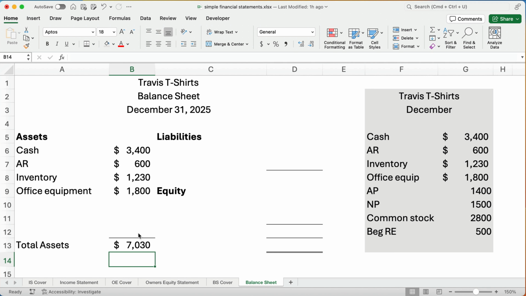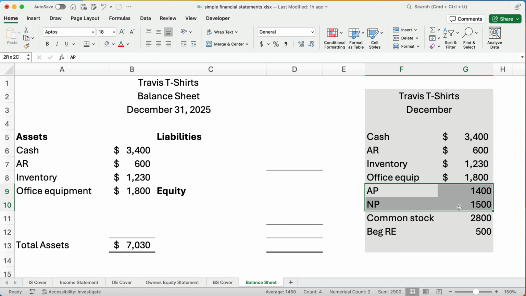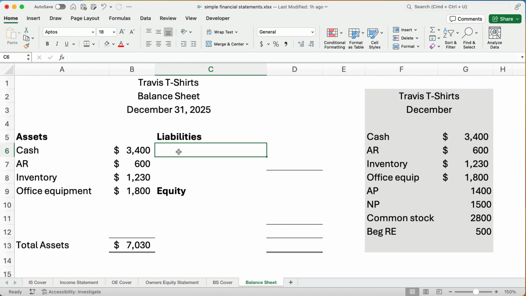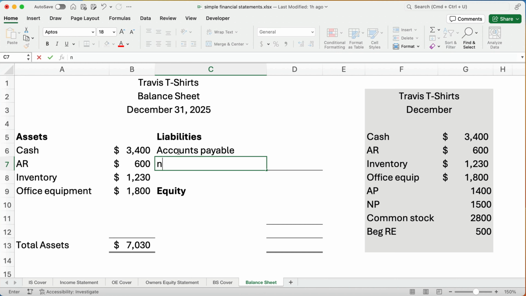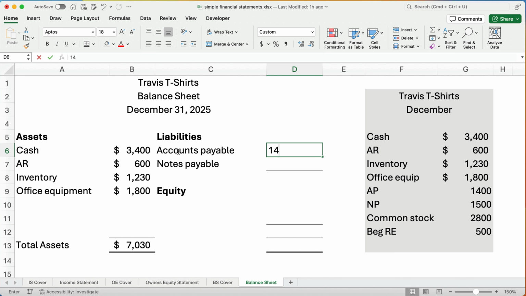Now we know our liabilities and equity have to equal that. All right? So what liabilities do we have? We have two: accounts payable and notes payable. So I'm going to type this out: accounts payable and notes payable. So what is our accounts payable? Our accounts payable is $1,400. Our notes payable is $1,500.